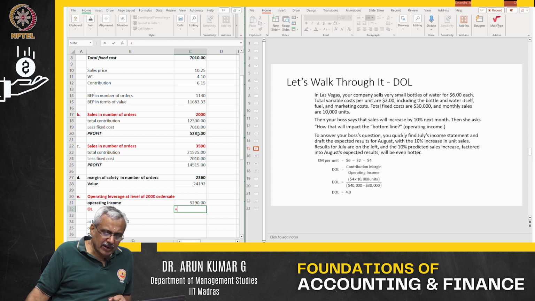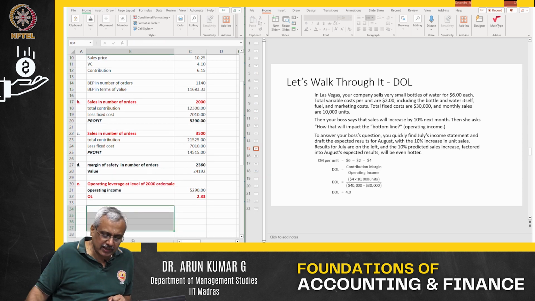So, what is the degree of operating leverage? It is contribution margin divided by operating income. What is the contribution margin? 2,000 units is what I am going to sell. What is the margin per unit? Margin per unit is 6.25, and then divided by my operating income. So, 2.33 is going to be my degree of operating leverage in this particular case.